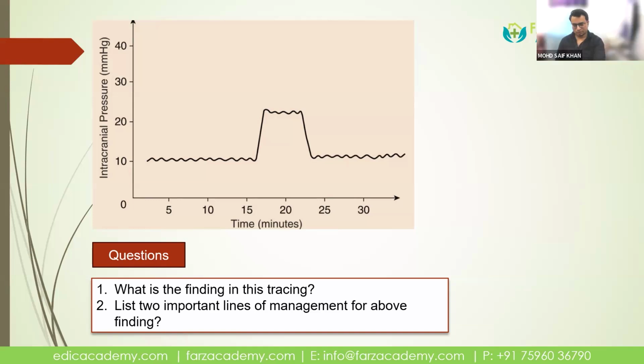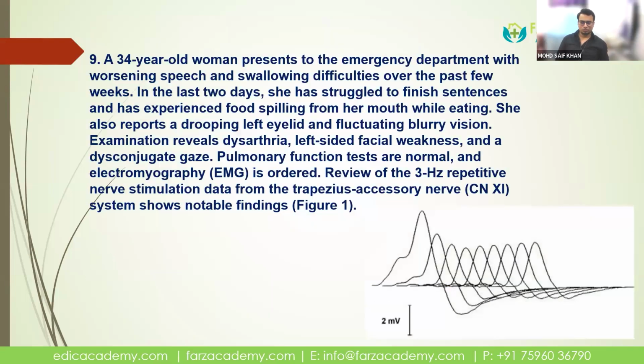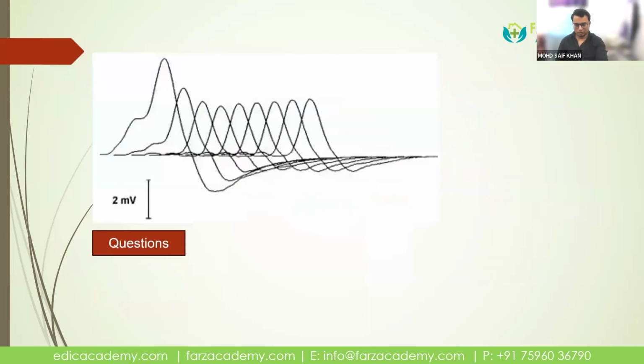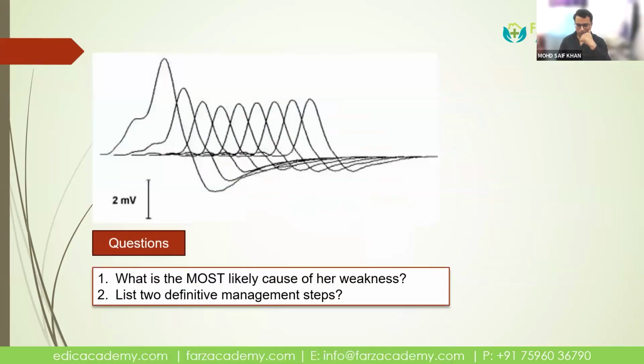Okay, no problem. A 34-year-old, so this is the patient for you. This is the question. Just accumulate information. Yes, sir. Okay. So this is the graph, and based on this, what is the most likely cause of her weakness, and list two definitive management steps?